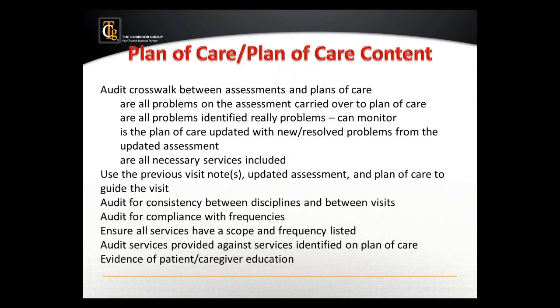Audit for consistency between your disciplines and between your visits of the same discipline. For instance, the social worker and the chaplain are both seeing a particular patient, and one of the issues that was identified, if we go back to our example, was the spouse that had a falling out with the pastor at the church, and that affected her social circle. You will see maybe in the notes that the social worker has indicated that this is no longer an issue, that there's been some resolution to this, yet you'll see in your chaplain visits that this is still a major issue for the spouse. So which is it?